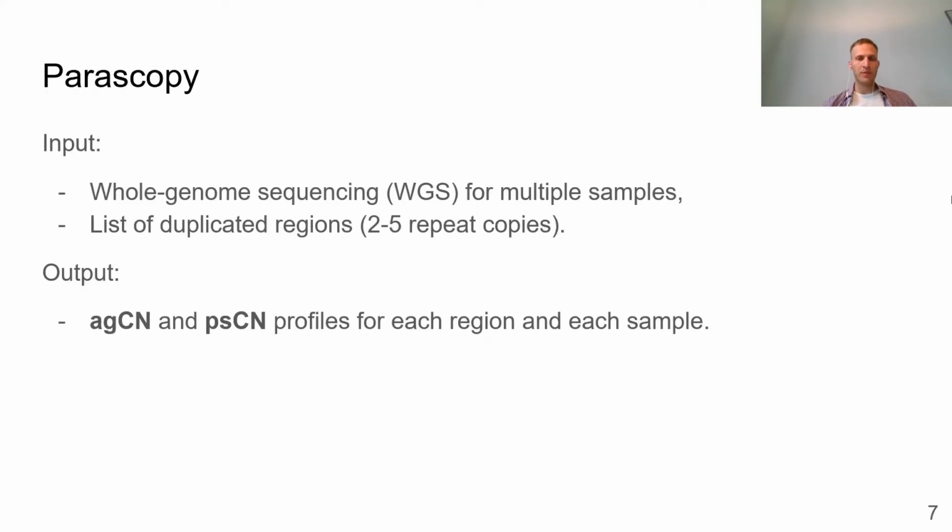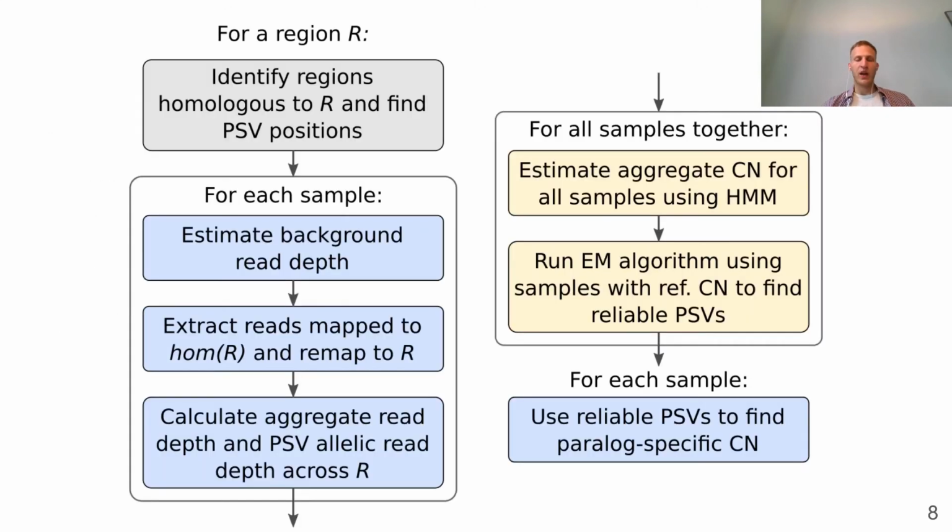Our tool, Parascopy, takes whole genome sequencing for multiple samples as input, and also a list of duplicated regions of interest. For each region, we calculate aggregate copy number and paralog-specific copy number profiles. Here you can see a short pipeline of the method.